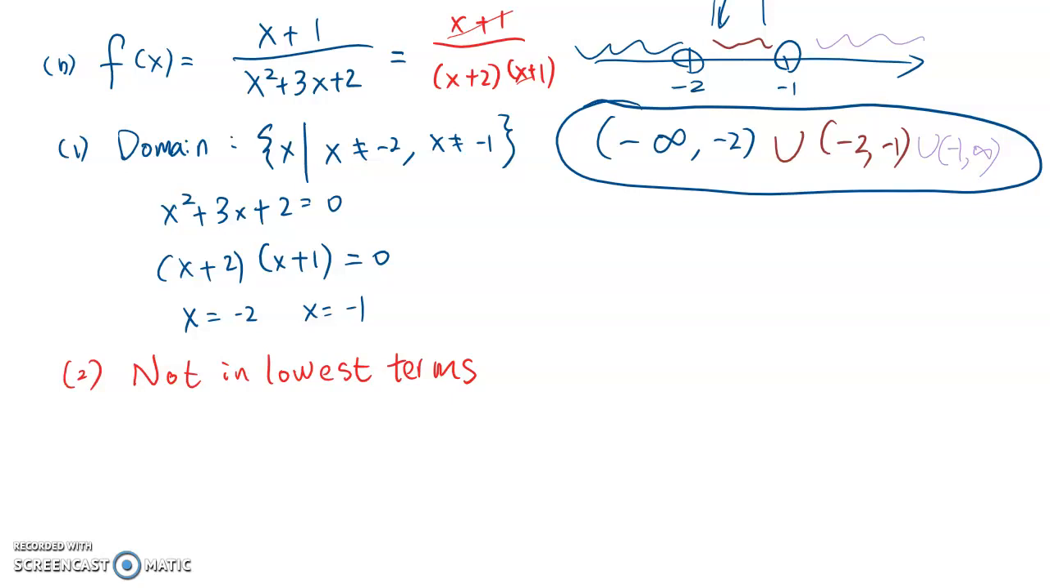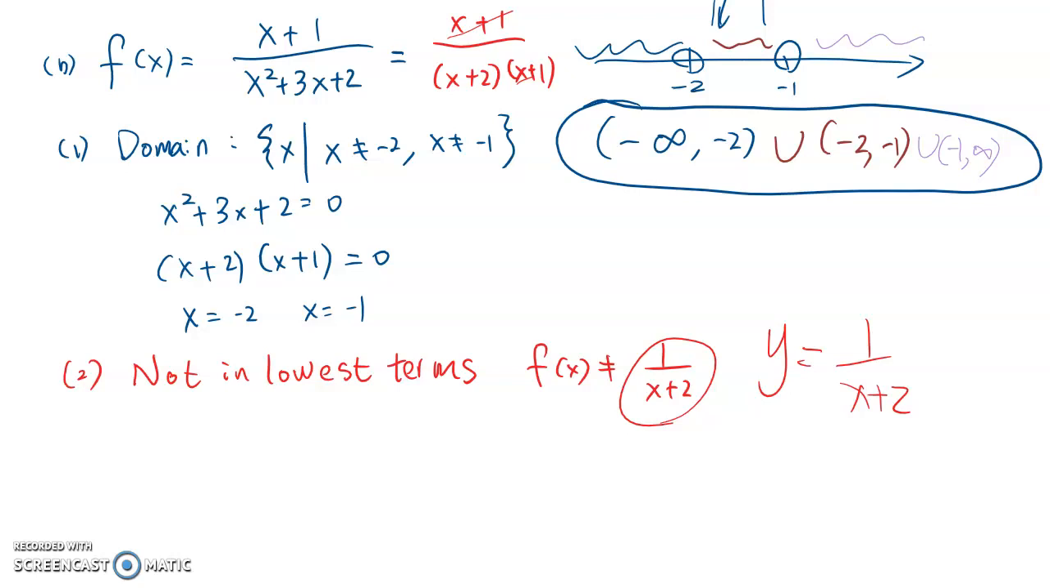The answer is no. The function f here is not the same as 1 over x plus 2, which is after you cancel out x plus 1, because they have different domains. For this function, y equals 1 over x plus 2, the domain is all real numbers but -2. But for function f, the domain is all real numbers but -2 and -1. Right? So they have different domains.